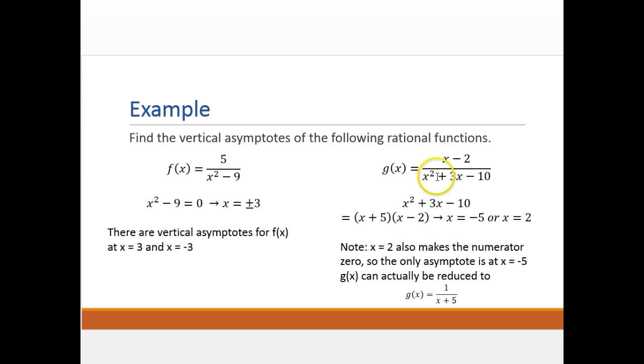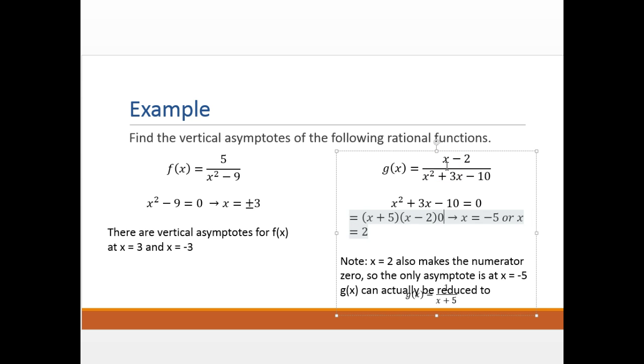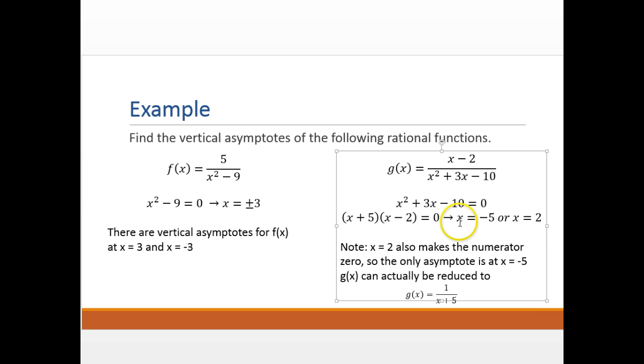If I look at this next one, g of x equals x minus 2 over x squared plus 3x minus 10, I'm going to take my denominator and set it equal to 0. And this simply factors to x plus 5 times x minus 2 equals 0. That means either x equals negative 5 or x equals 2. Now, again, we have to check these, because if we take 2 and plug it into the numerator, it makes the numerator 0 also. So x equals 2 is not a vertical asymptote. Only x equals negative 5 is a vertical asymptote.